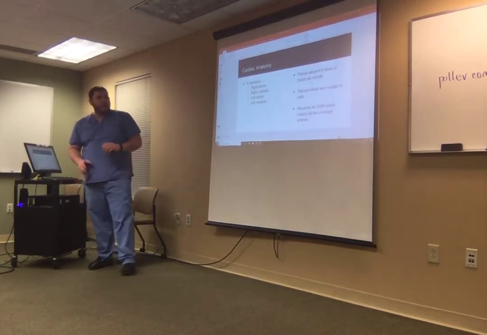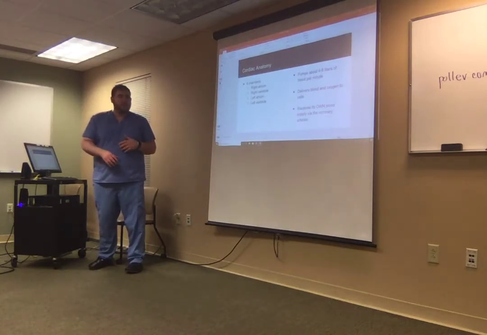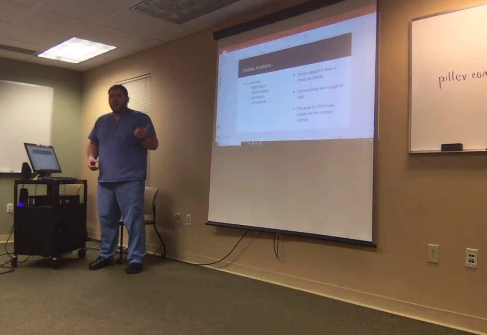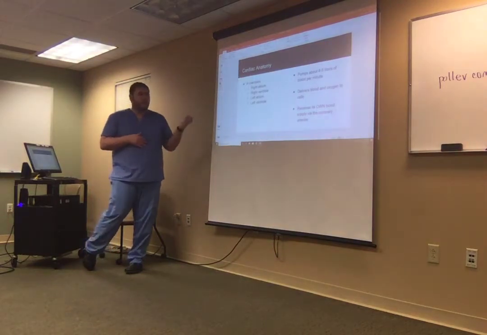Okay, so your heart is pumping about 4 to 8 liters of blood out to your body per minute. Okay, and it's delivering blood and oxygen to your cells. Okay, out to the vital organs. It's important to know that the heart receives its own blood supply through the coronary arteries. So your heart pumping alone is not getting blood to the coronary arteries if they're blocked. Okay, so if you're running into people with heart attacks or things like that.